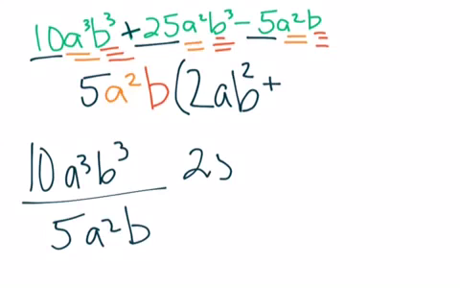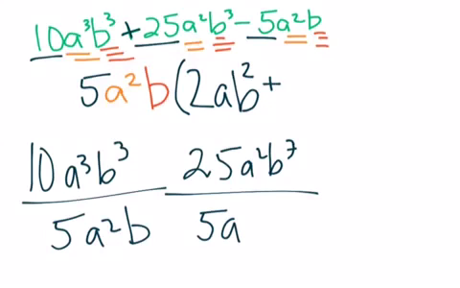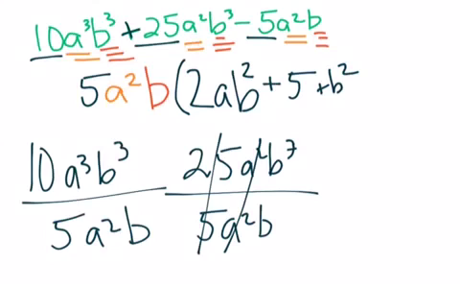Then I have 25a squared b cubed over our GCF. It's going to give me a 5. a squared over a squared is going to cancel out completely. b cubed over b is going to give us a positive b squared.